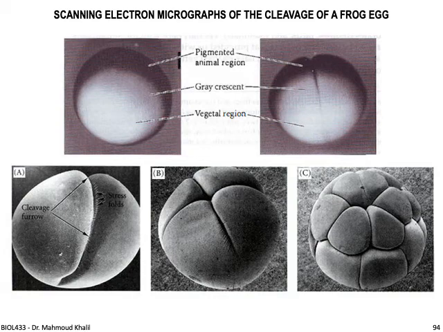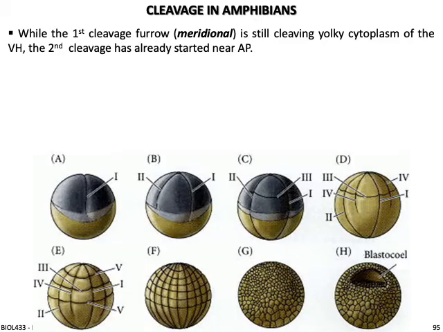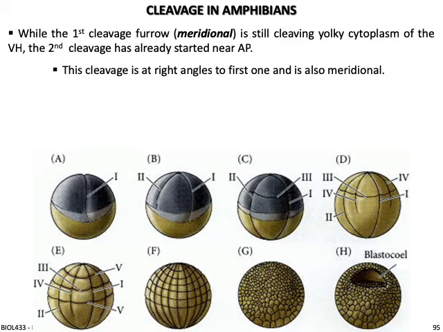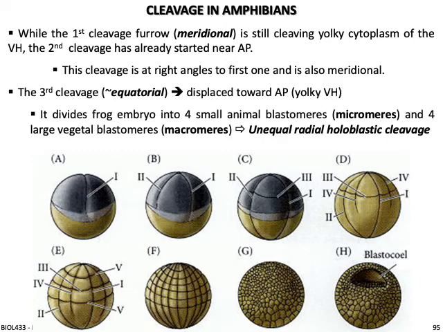If we look at the real scanning electron microscope image of the cleavage, you can see how the first cleavage appears. In the below figure, you can see the first and second cleavage and the cleavage furrow, and around the 8 to 16 blastomere stage, figure C. It's again cleavage at right angles. The first and second are at right angles to each other.